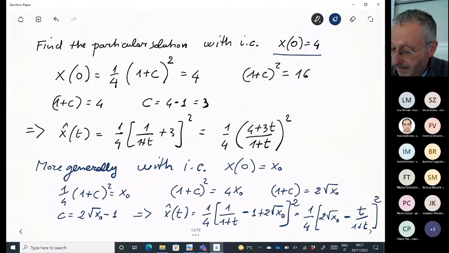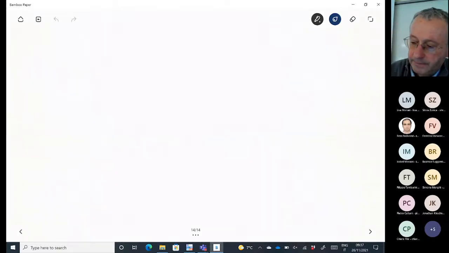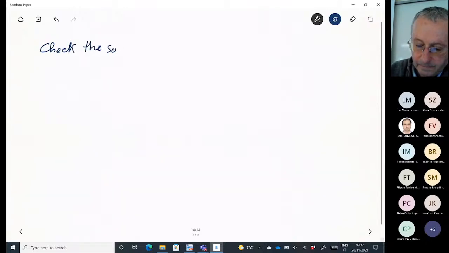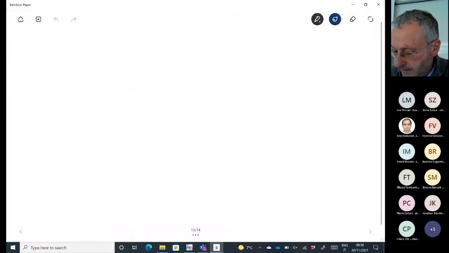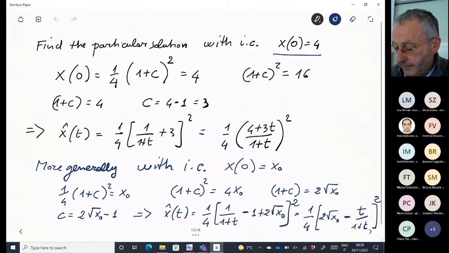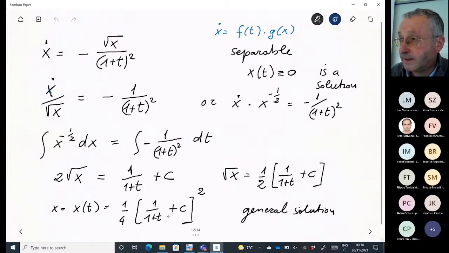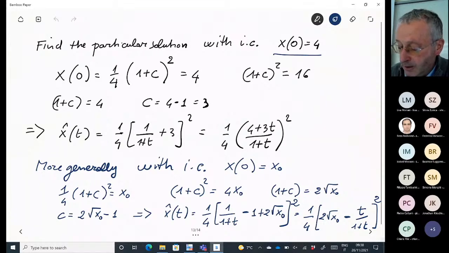So it will be useful to write this in this way. So, check the solution. Okay, so x of t, our solution, which is given by, let's rewrite it in this way, 1/4. You can also write it in terms of c, which is even easier, okay? So you can also rewrite this in terms of c. But let me rewrite this in this way. 1/4 times 1 over 1 plus t minus 1 plus 2 square root of x0, squared.